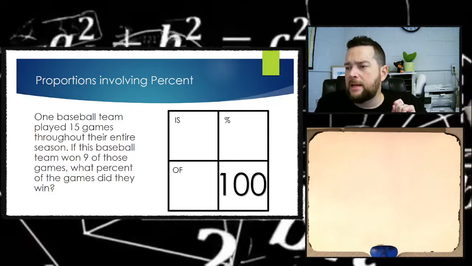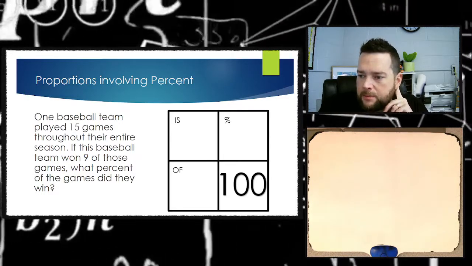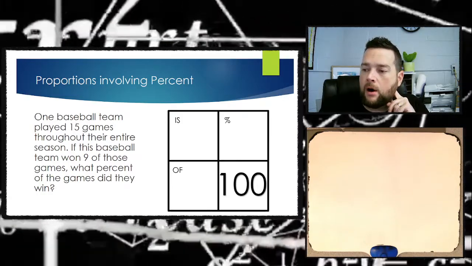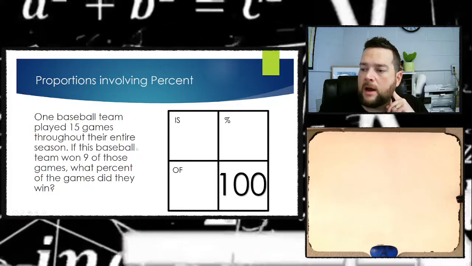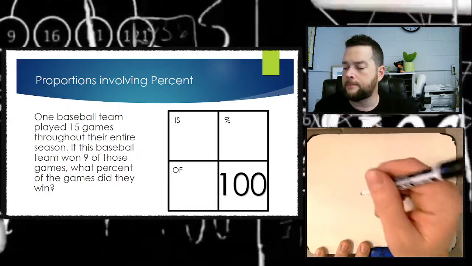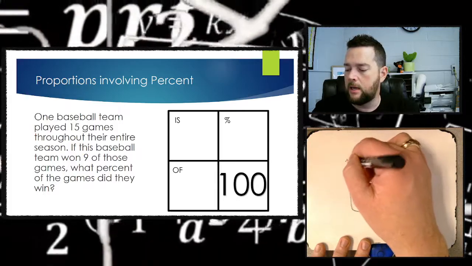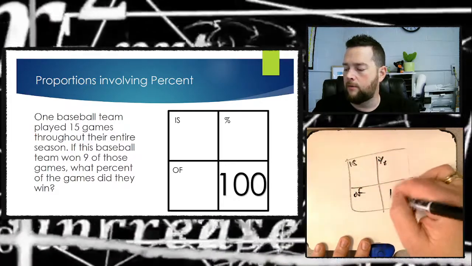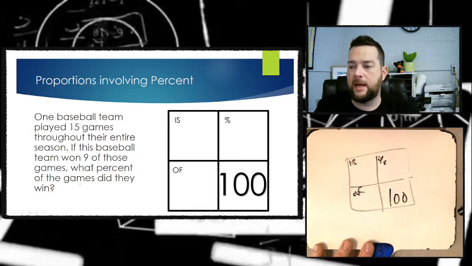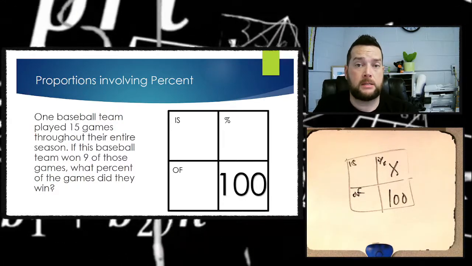All right, it says one baseball team played 15 games throughout their entire season. If this baseball team won 9 of those games, what percent of the games did they win? Well, I see the keyword percent right there. I don't see the words increase, decrease, or interest, and so I'm going to draw a percent box just like this. Is percent of 100. Now then, the problem asks what percent. So I don't know the percent right now, so this is going to be my x, all right?